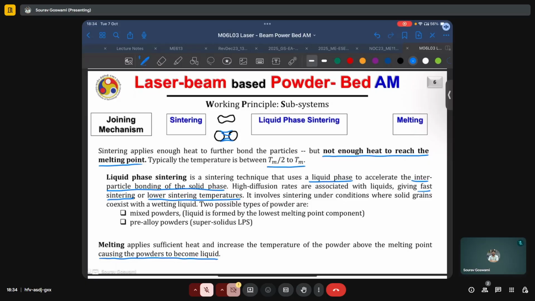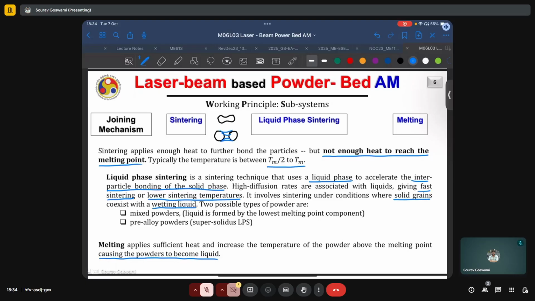case, even with very high power lasers, it may be difficult to achieve the melting temperature or a superheat temperature. Or if you're working with, say, very reflective metals, such as copper and aluminum, which also have high thermal diffusivities, and melting them locally itself becomes a challenge because of how fast they diffuse away the heat. It involves sintering under conditions where solid grains coexist with a wetting liquid.